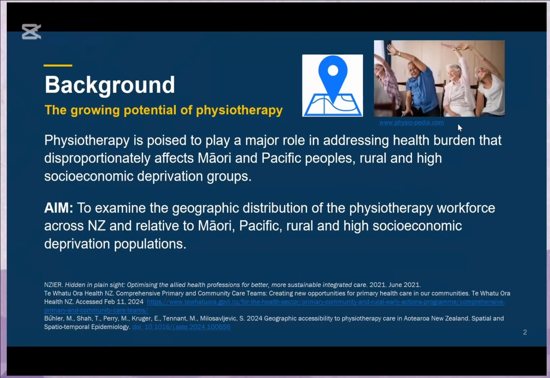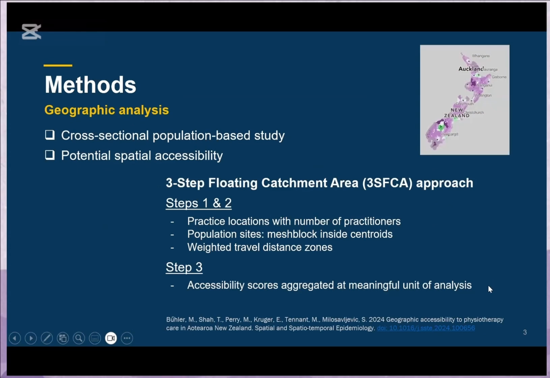So the context for this work is that physiotherapy has really good potential to address health burden that disproportionately affects Indigenous Māori and Pacific peoples in New Zealand, as well as rural and high socioeconomic deprivation groups. Yet we know that physiotherapy is also used at much lower rates by these groups of people, and we don't really know where physiotherapists are in New Zealand or if their distribution contributes to these inequities. So the aim of this research was to examine geographic distribution of the New Zealand physiotherapy workforce relative to these high priority populations. So this is a cross-sectional population-based study.